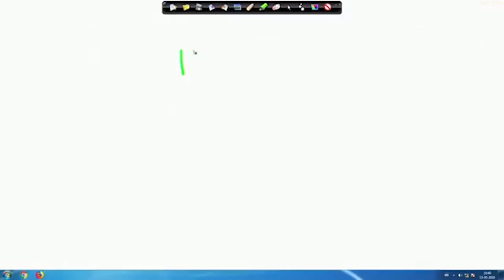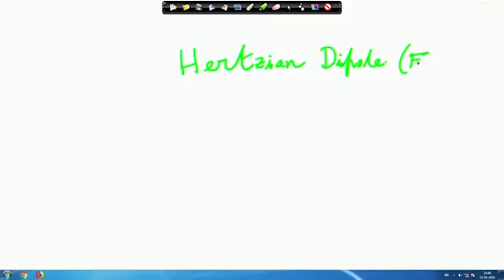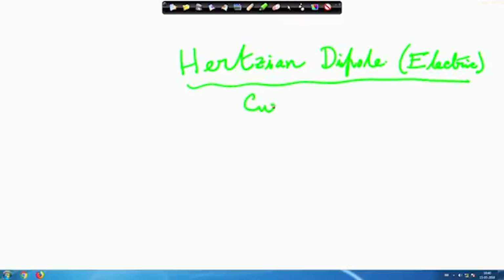First, we will consider a current distribution which is very fundamental, but which is very fictitious in nature, that is called Hertzian dipole or electric Hertzian dipole. It is an electric dipole. Also, this is called a current element. Interchangeably, there are many names to it.